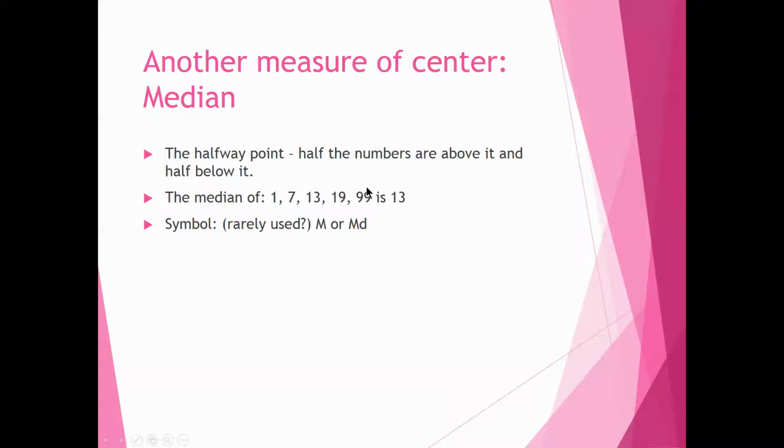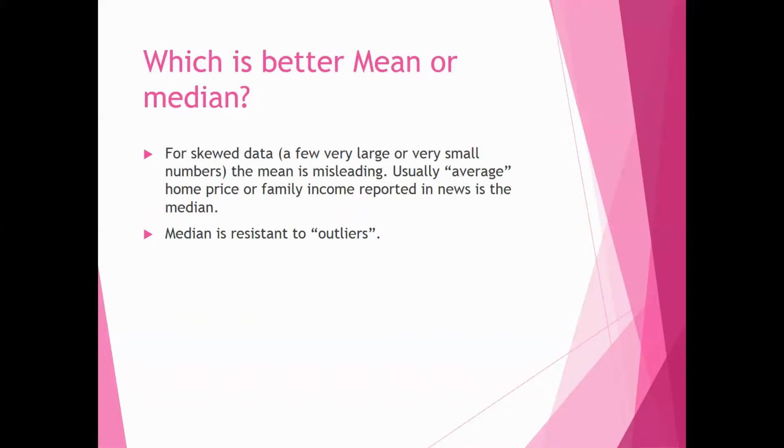Now, the reason we don't use average for the mean is because there's another number that deserves to be called this, which is a measure of the center, and it has as much right to the word average as the mean does. It's the median, the halfway point. Half the numbers are above it and half below it. It's the 50th percentile. So if your numbers were 1, 7, 13, 19, and 99, the median would be 13. Half the numbers are below 13, half the numbers are above. There's not usually a symbol for the median, although I have seen capital M or MD for it, but mostly we just refer to it as the median.